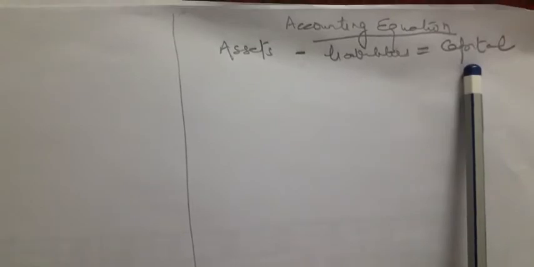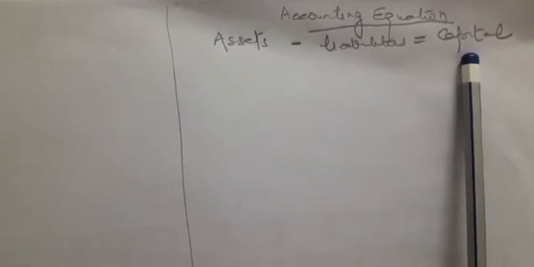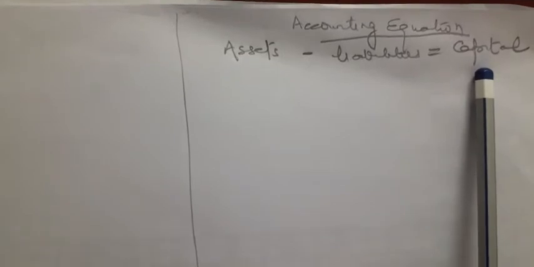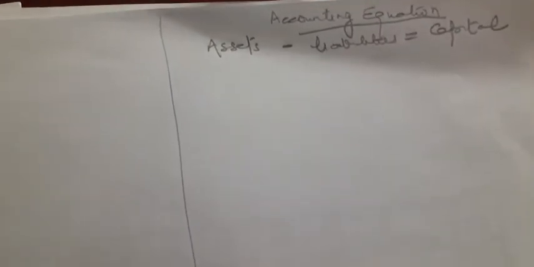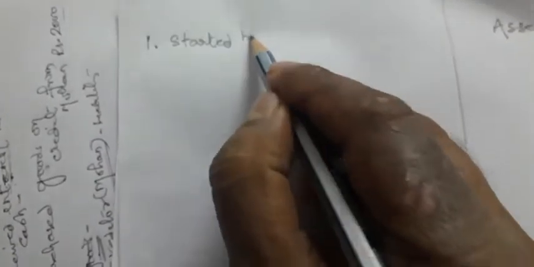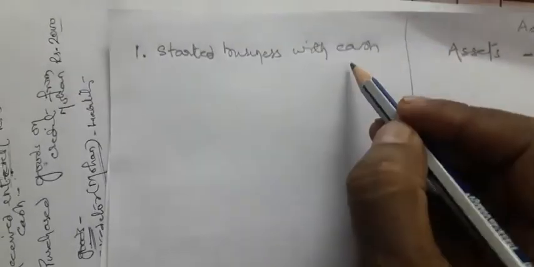So first question is prepare accounting equation from the following. Six transactions are given. This is question number 1, which is given in the study material that has been posted yesterday. The first transaction given is started business with cash, amount is 1 lakh rupees. The businessman has started business with cash of rupees 1 lakh.